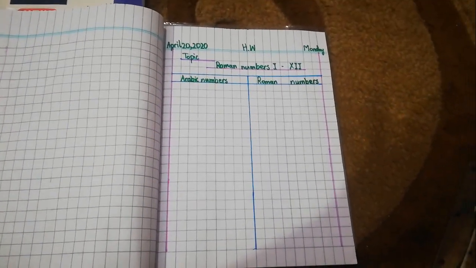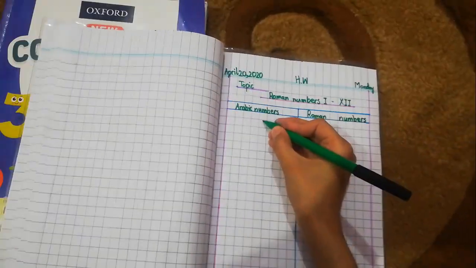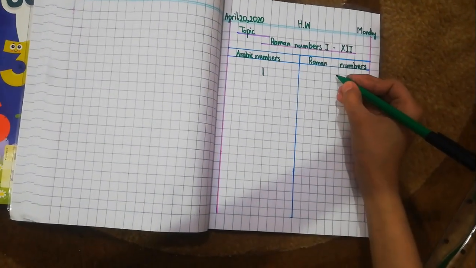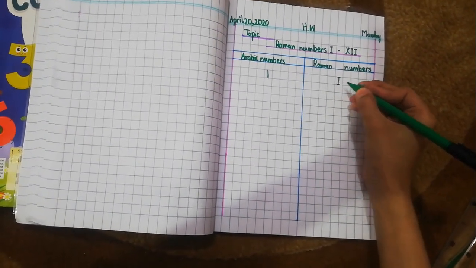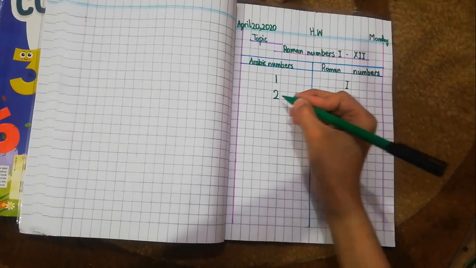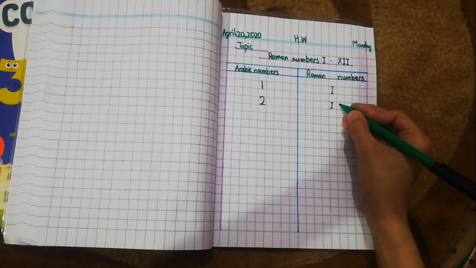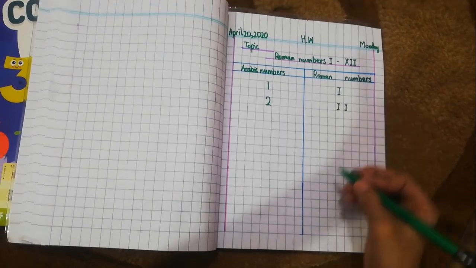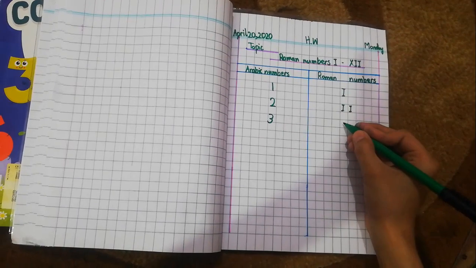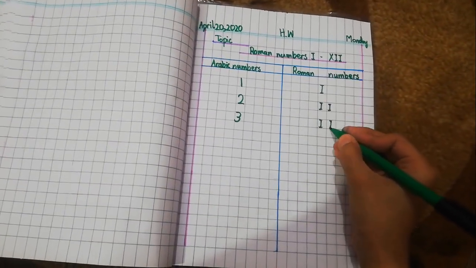And now start writing. Under Arabic numbers, you'll write 1. And on the other side, obviously you're going to write I there. Make sure to write out the full box. Now next number is 2. And what do we have to do? We have to write 2 I's for 2. Then comes 3. Write down 3 I's in Roman and make sure to write every I in a different box.